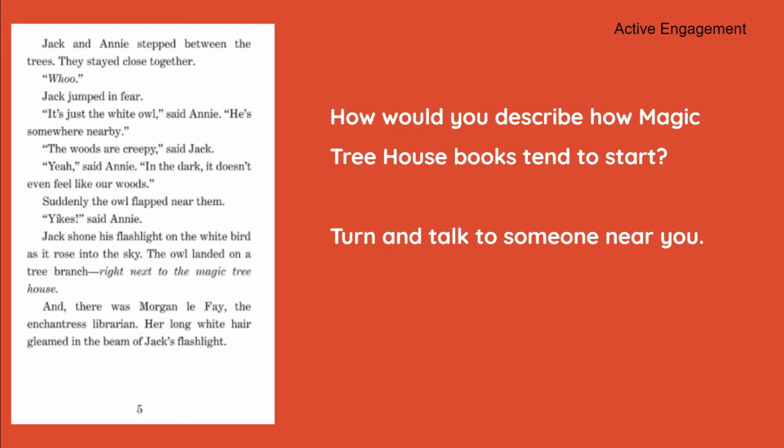Suddenly the owl flapped near them. "Yikes!" said Annie. Jack shone his flashlight on the white bird as it rose into the sky. The owl landed on a tree branch, right next to the magic tree house. And there was Morgan Le Fay, the enchantress librarian. Her long white hair gleamed in the beam of Jack's flashlight.